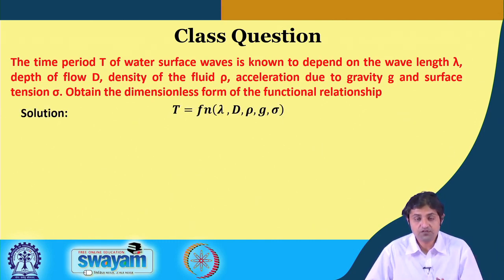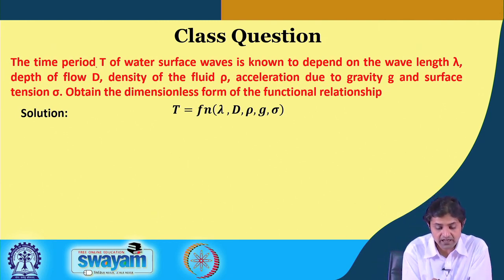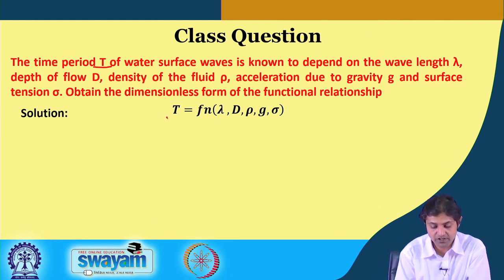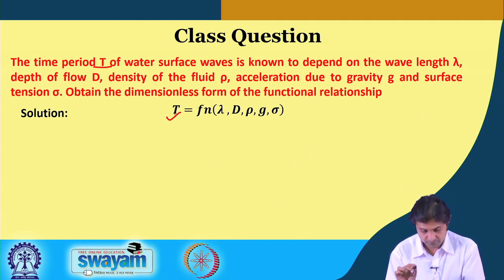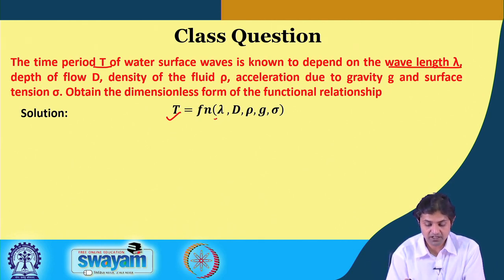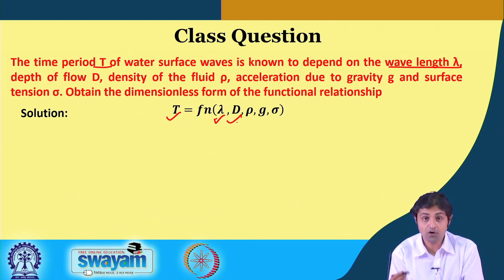First we write down all the variables which have been given. It says time period t, that is how we have t. We have to find out t, and it is known to depend on the wavelength lambda, so lambda is here, and the depth of the flow d. It is our good luck that we have already been told what variables this time period depends upon, and so t is not only a non-repeating variable, as we will see later, but also something that needs to be found out. That is why we have written t as a function of.